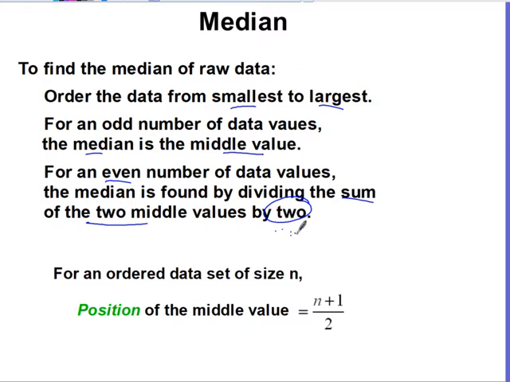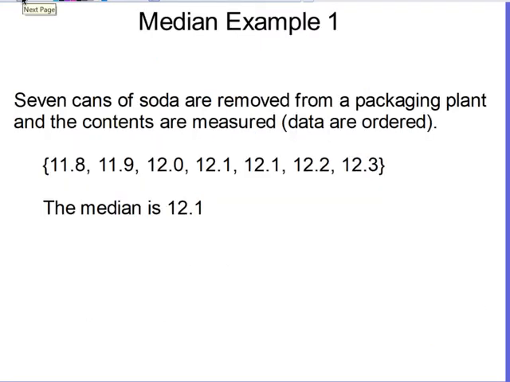To find the position, here's a little trick you could work with. Let's say there are 7 numbers. So 7 plus 1 is 8, 8 divided by 2 is 4, so the 4th number is your median. Here, 7 cans of soda are removed from a packaging plant and the contents are measured. They're already put in order, so 11.8 is the smallest and 12.3 is the biggest. You could use what we did before with 7 plus 1 over 2, so the 4th number would be your median.